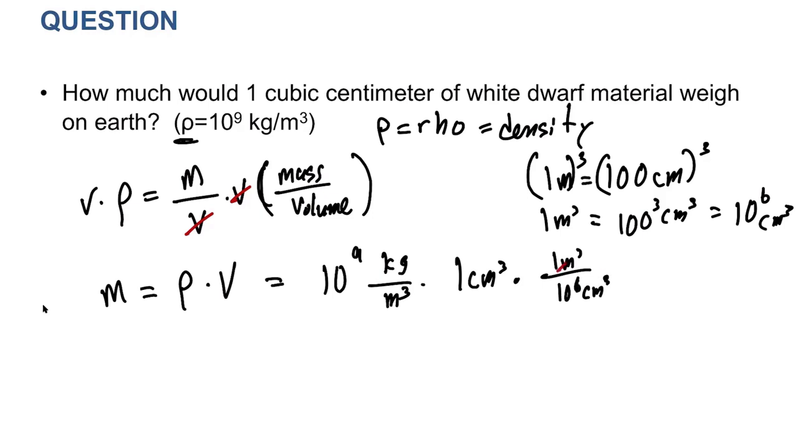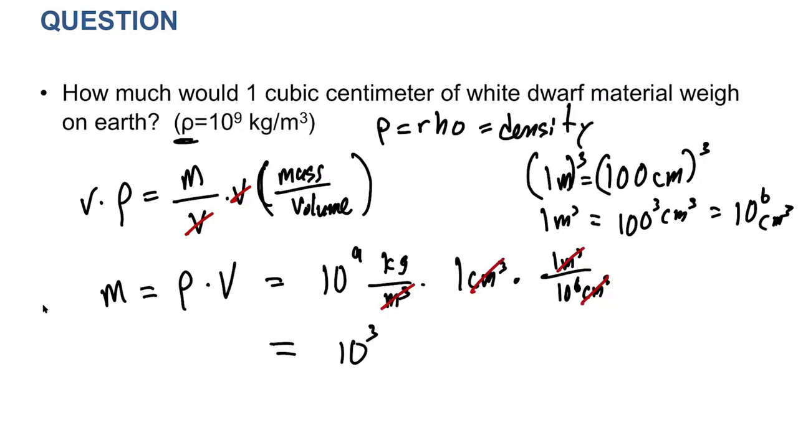Things cancel out now. We've got meters cubed on top and meters cubed on the bottom. We've got centimeters cubed on top and centimeters cubed on the bottom. So this is 10 to the 9 times 1 divided by 10 to the 6. You can plug it in your calculator if you want to, but 10 to the 9 divided by 10 to the 6, all you have to do is divide the bases, which are both 1, and subtract the exponents. So this is 1 times 10 to the 3, or just 10 to the 3.